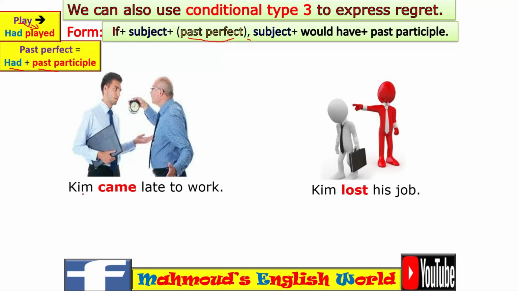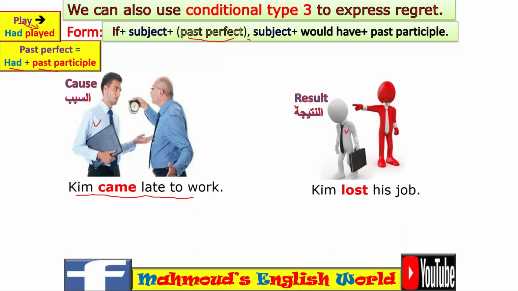We have this one. Kim came late to work. Kim lost his job. So here, this person, he came late to work. And this is the same person, and he was fired. He lost his job. The first thing you should know before you talk about conditional type 3 is where is the cause and where is the effect. This one, is it cause or effect? Excellent. It's the cause. And he lost his job, of course, is the effect or the result.